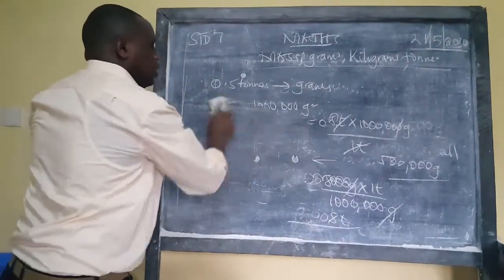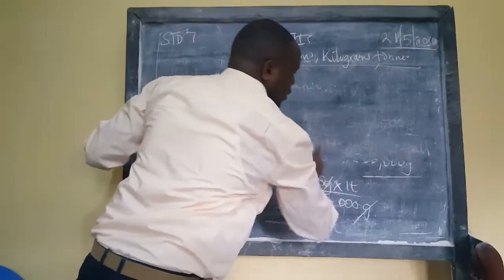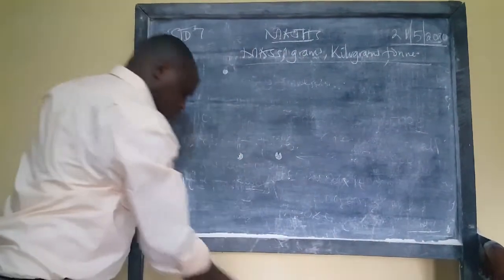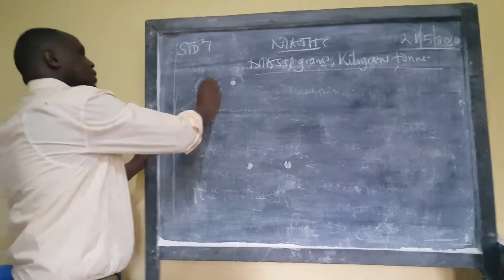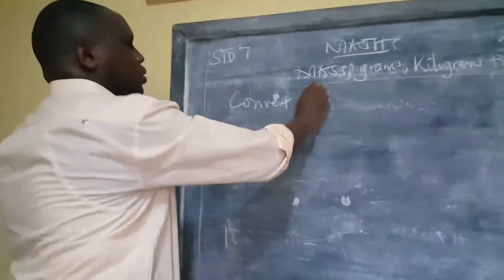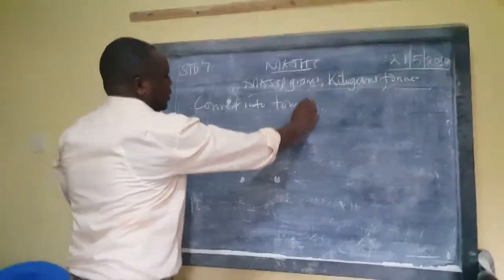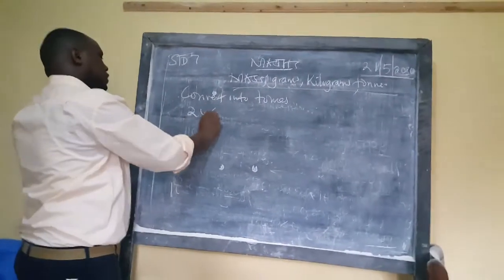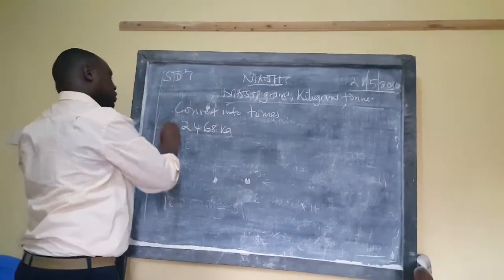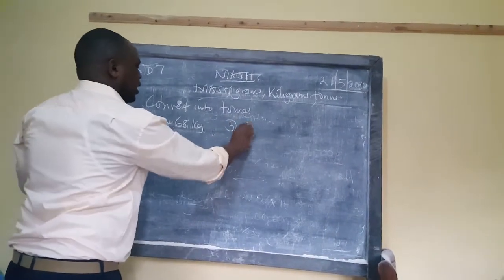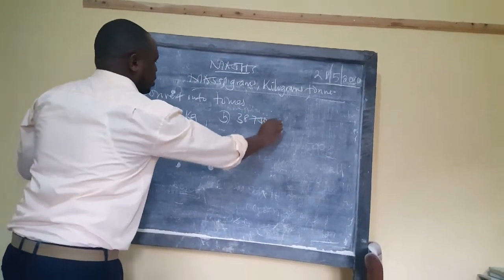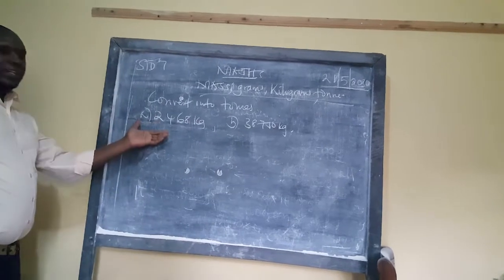Maybe I pick 2 more questions. Convert into tons: A, 2468 kgs, and also B, 38,750 kgs. So we begin with the first one.